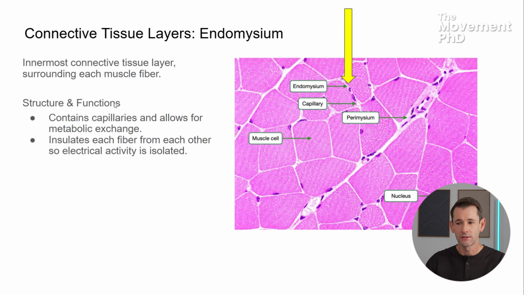So what does this deepest layer do? Well, it contains a lot of the capillaries that allows for metabolic exchange to occur. It also functions to insulate each individual fiber from one another. So each fiber's electrical activity is isolated. So it keeps that electrical activity during an action potential within each of the fibers themselves.